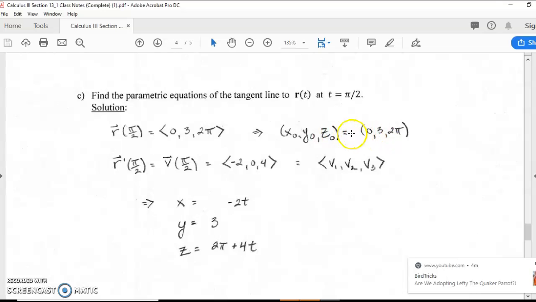So there's our x naught, y naught, z naught. We have our vector that's parallel, and it's easy to put into our parametric equations form. So we have x equals x naught plus v1 t. X naught is 0, v1 is minus 2, so it's just minus 2t. Y equals y naught plus v2 t. Y naught is 3, v2 is 0, so y is just 3. And z equals z naught plus v3 t. Z naught is 2 pi, v3 is 4, so 4t.